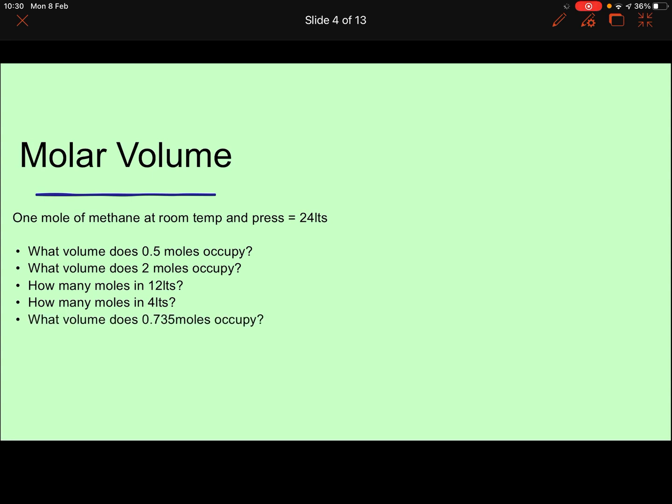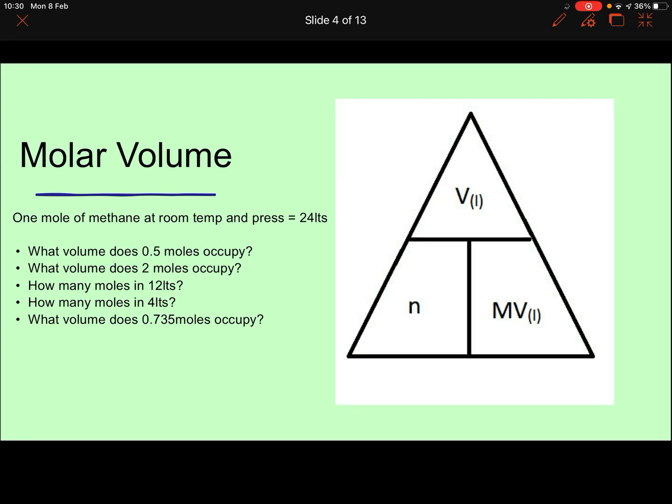Yeah, and it starts to get more complicated, doesn't it? So if we were asked the question, what volume does 0.735 moles occupy? Well, you can't do that in your head. You've got to do it using an equation, and like all good equations, they fit nicely into a triangle. And we can see here that the number of moles is the volume in litres divided by the molar volume in litres.